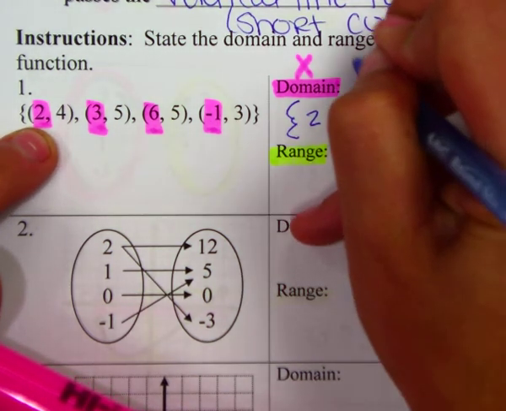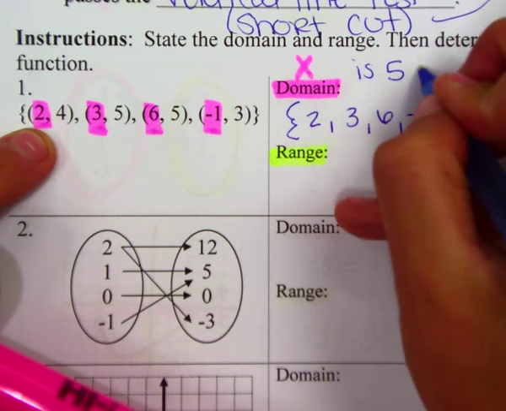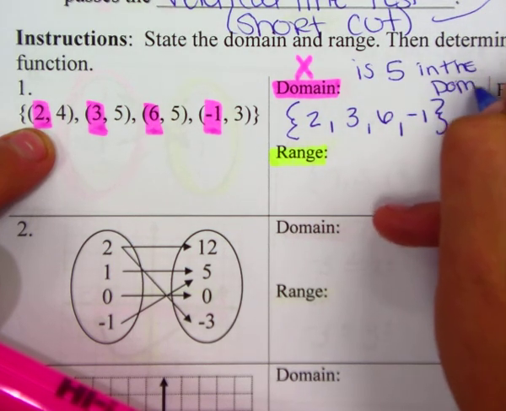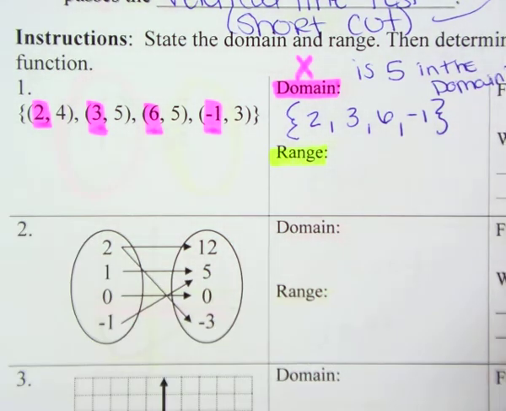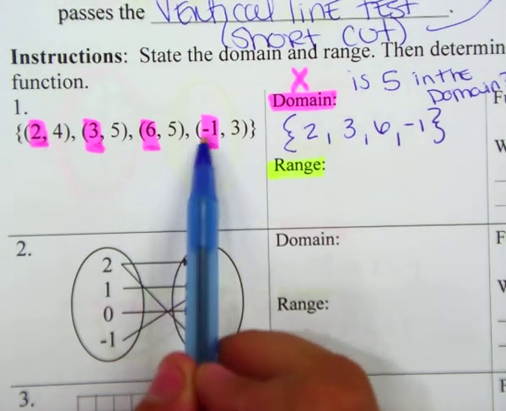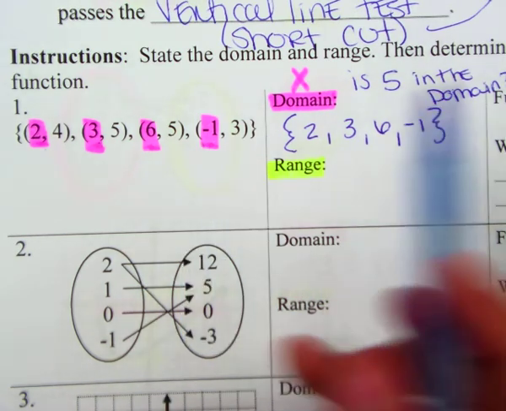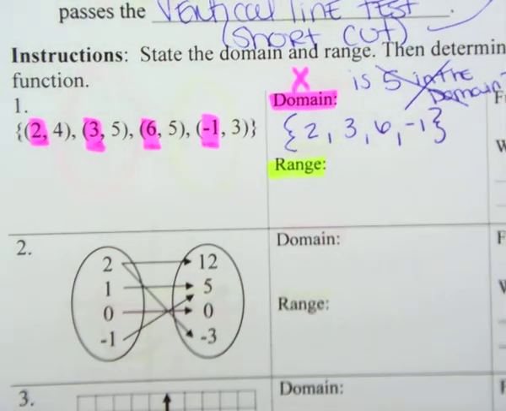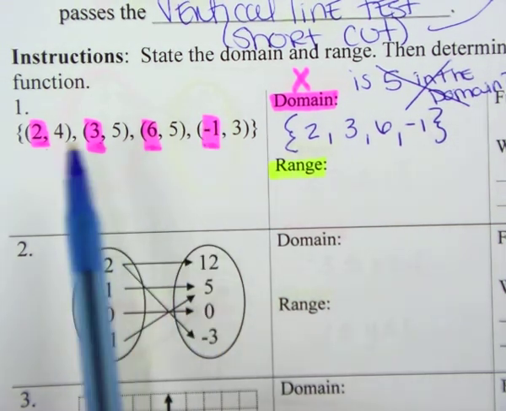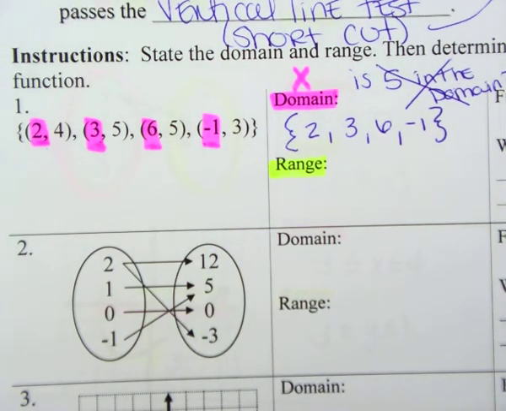Okay, let me ask a question. Is 5 in the domain? Well, if I look, 5 is not part of this relationship. So no, it's not a member of this domain. It's not one of the x values in this set.